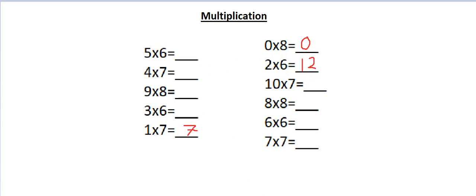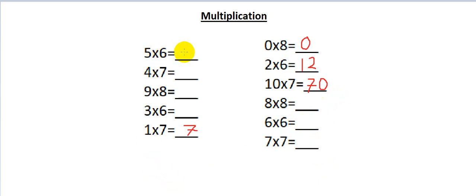Next up, the easiest one is 10. Here. Whatever I multiply 10 with, I write it again. So I'm going to write 7 again. And I'm going to put a 0 at the end. Like that. So 70. Next I have 5.